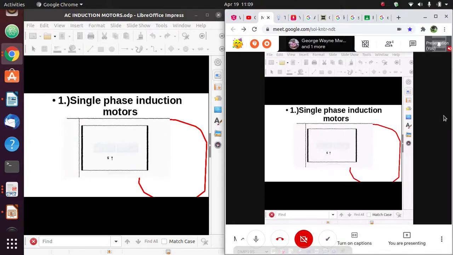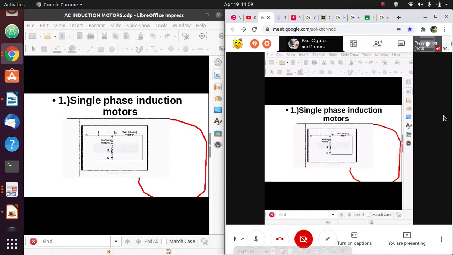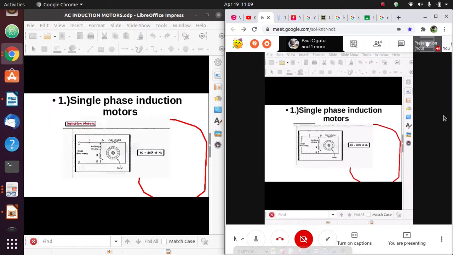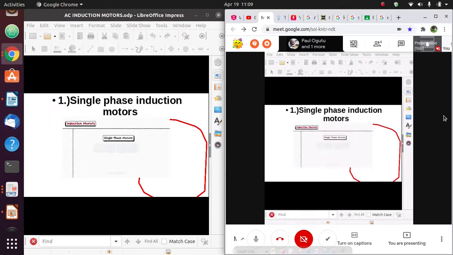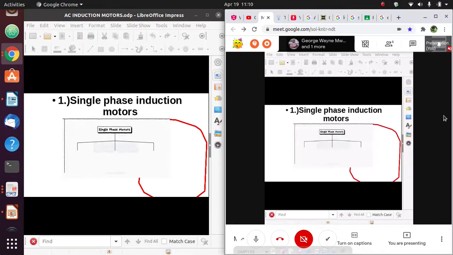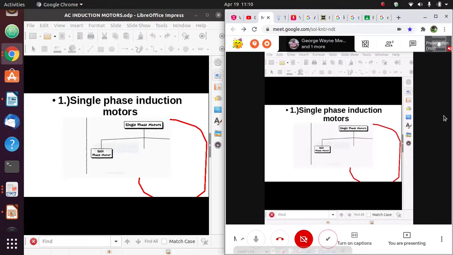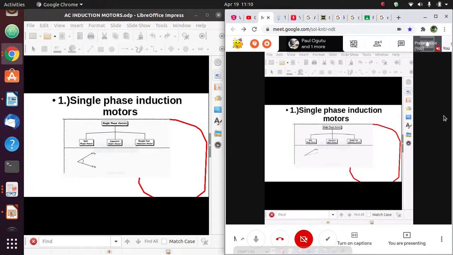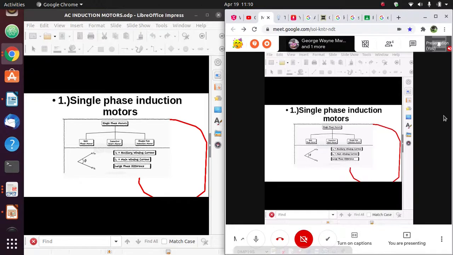A centrifugal switch is connected in series with the auxiliary winding and is located inside the motor. Once the motor reaches the speed of 70 to 80% of synchronous speed, the starting auxiliary winding is disconnected from the supply with the help of the switch. There are 3 types of single-phase motors depending on the type of winding used: split-phase motor, capacitor start motor, and shaded pole induction motor. There must be a large phase difference between the currents of the auxiliary winding and main winding for the motor to act as a 2-phase motor.